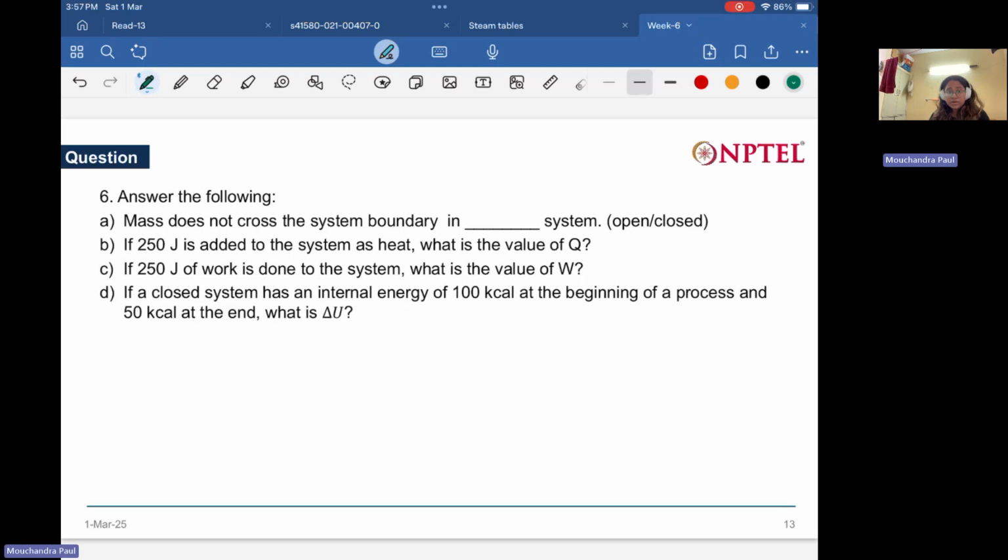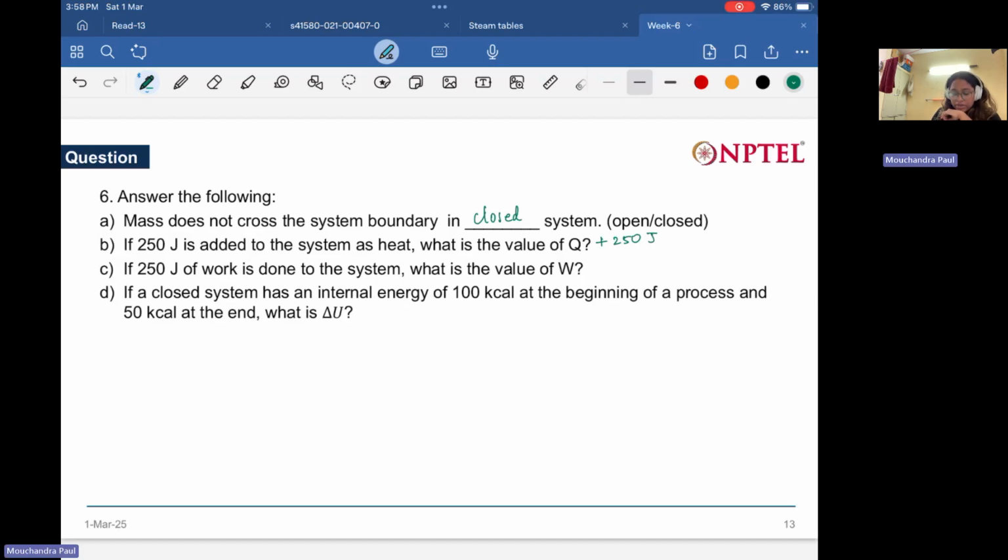So mass cannot cross the boundary in a closed system. Okay. Now, if 250 joule is added to the system as heat, what is the value of Q? Remember the sign conventions that we just discussed. So Q will be plus 250 joules.